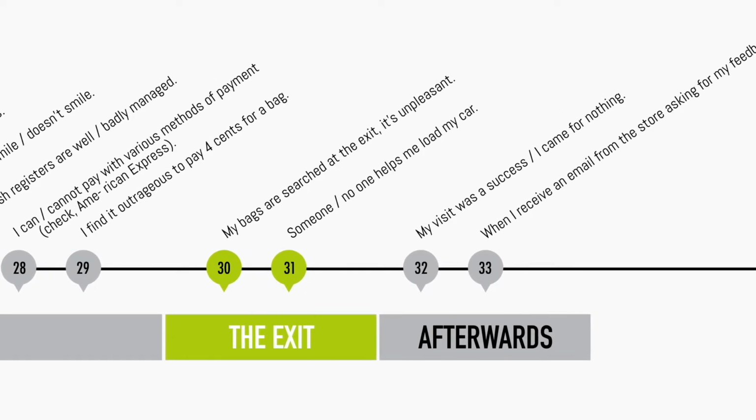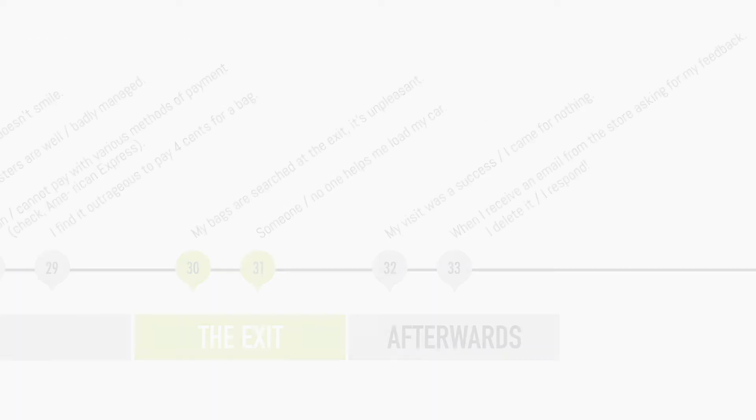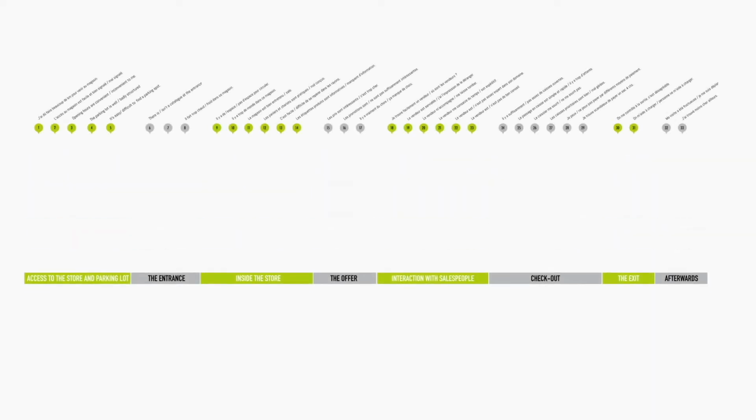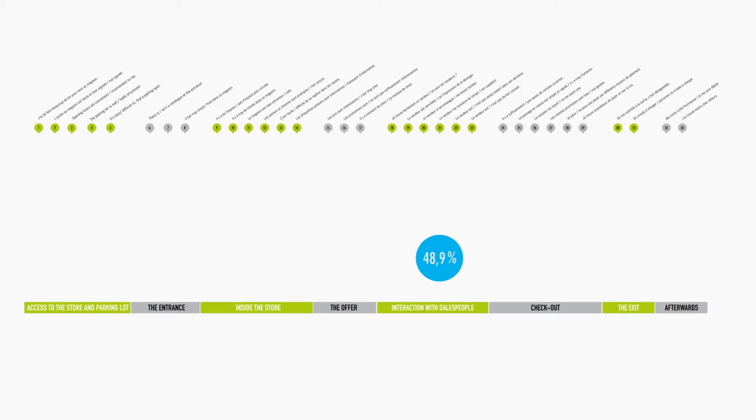Now let's quantify that. First element, occurrence. It shows the percentage of customers who mentioned each touch point. It's what the blue bubbles show. We can see that some touch points are much more commented on than others.